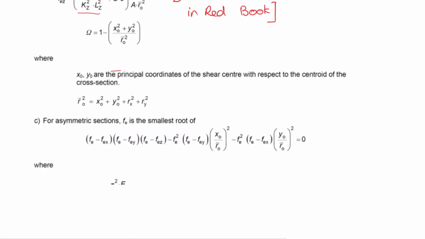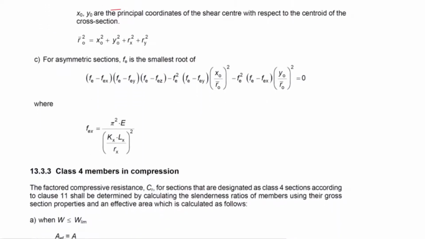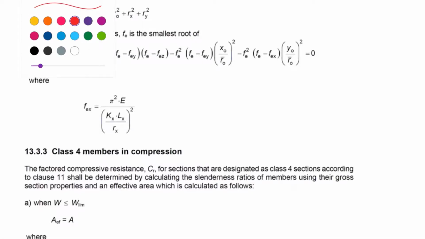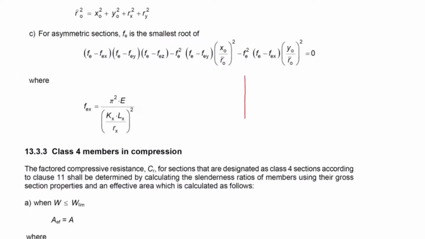The last type of section we will look at is asymmetric section. So the elastic buckling stress is the smallest root of this fairly long, horrible looking equation here. Well, firstly, asymmetric sections are not common. The main section that you will design which is asymmetric is an unequal angle. They are useful. There are not many other asymmetric sections you will design. You do find it popping up once in a while.